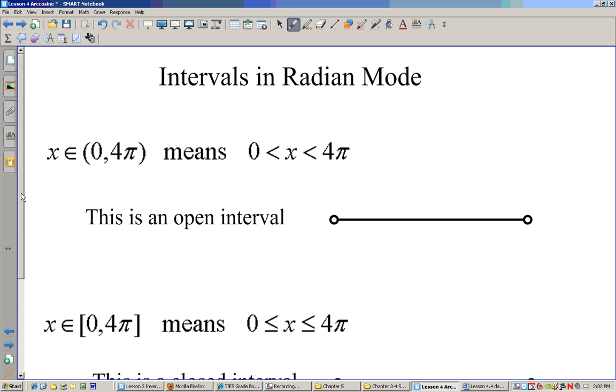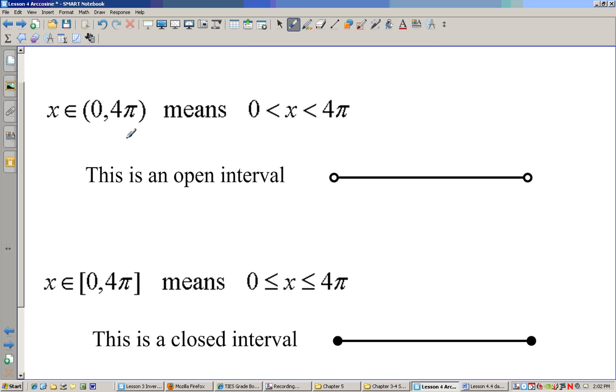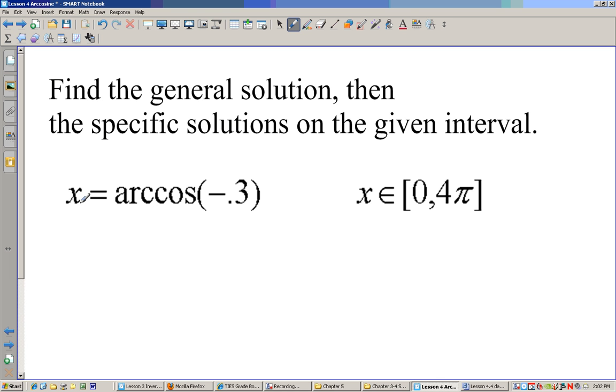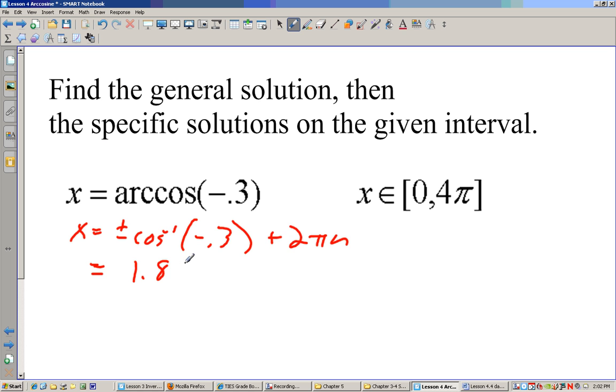Now, if we're dealing in radian mode, it's the same exact deal, but with the parentheses and the brackets. Parentheses mean that it doesn't include the ends. Brackets mean it does include the ends. So if I say x is equal, that's an indication that it's in radian mode. So I'm going to do plus or minus the inverse cosine of negative 0.3 plus 2 pi n. Now I make sure my calculator is in radian mode, and I take the inverse cosine of negative 0.3. My answer is 1.875. Let's just say 1.88 plus 2 pi n. I forgot my plus or minus out in front of here.